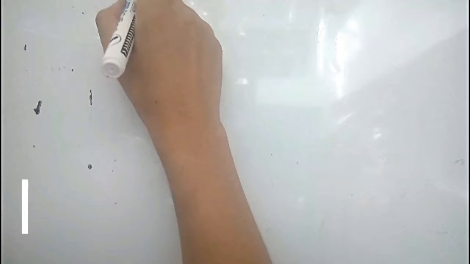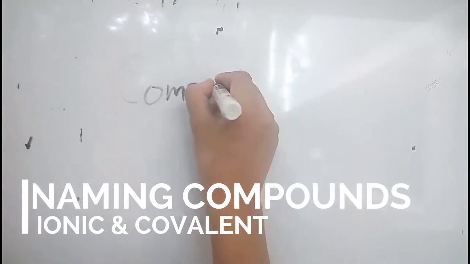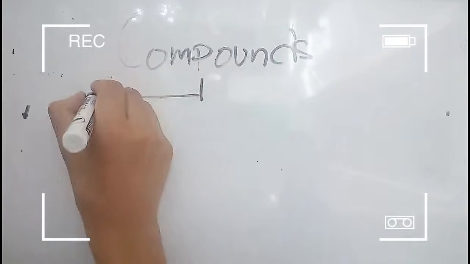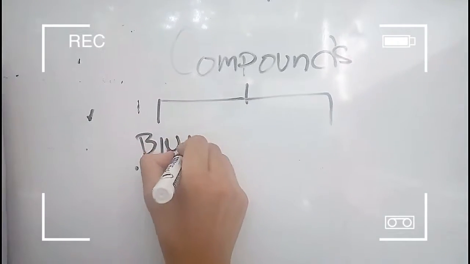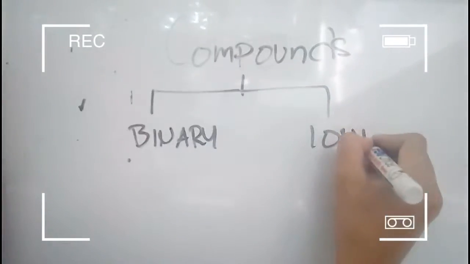Hi! Today we're going to talk about naming compounds, but first we must understand whether it is binary or covalent, or is it an ionic compound.